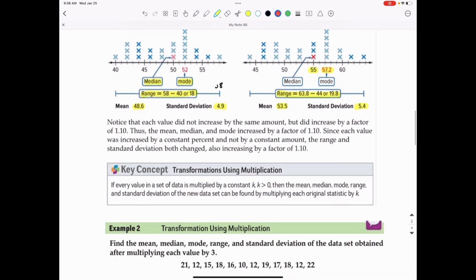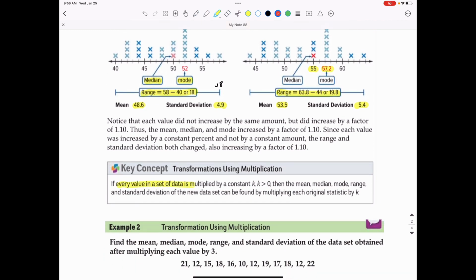So if you are multiplying or dividing, then the mean, median, mode, range, and standard deviation of the new data set can be found by multiplying each of the original statistics by whatever that factor is. So different than adding or subtracting. With adding or subtracting, the mean, median, and mode change, but the standard deviation and the range remain the same. But if you're multiplying or dividing, all 5 of the measures, mean, median, mode, range, and standard deviation, will all be multiplied by whatever the factor is.